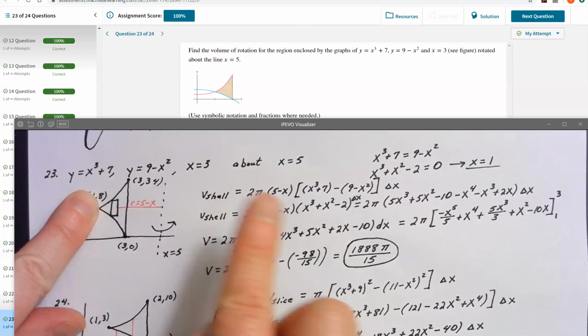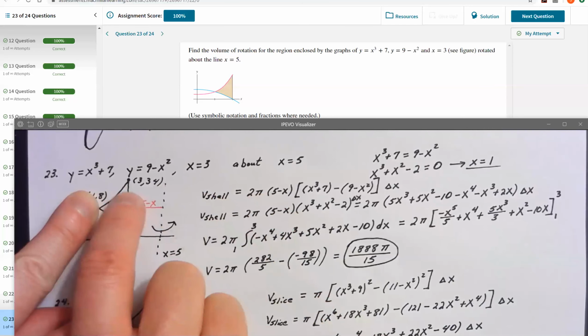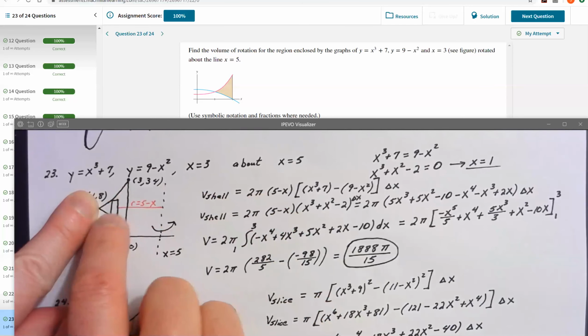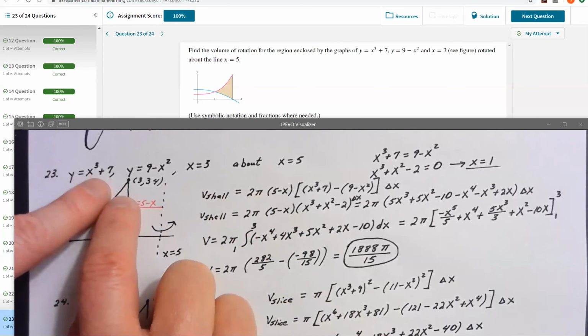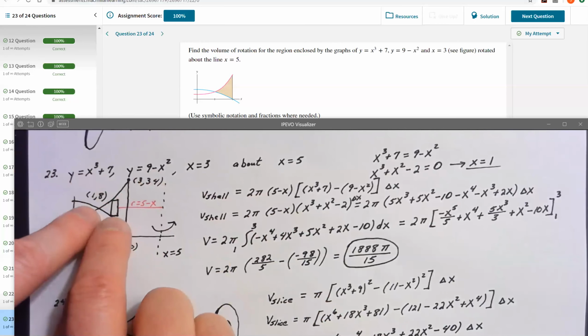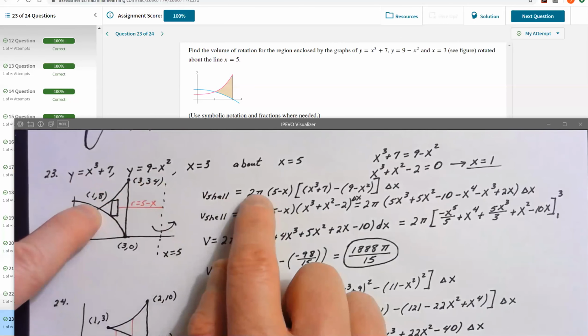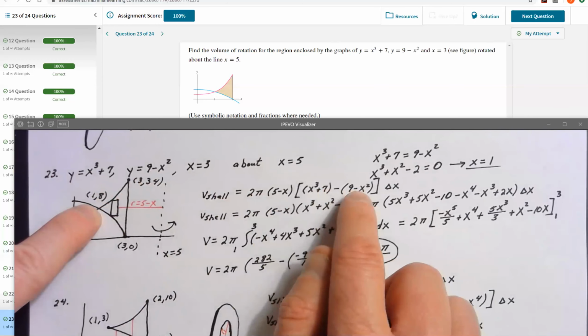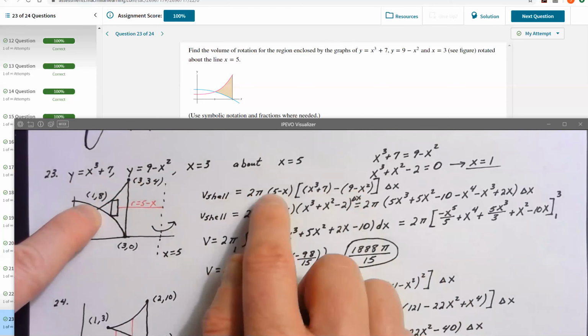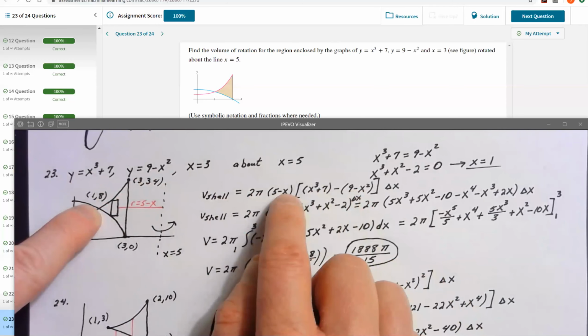And I'm rotating that about x equals 5. So I put an arbitrary rectangle in this. I know the top of the rectangle is going to be the cubic function. The bottom is going to be the quadratic function. And so then I can say the volume of the shell, you'll see for the height of the shell, I have top minus bottom. Well, where did this 2 pi times 5 minus x come from?